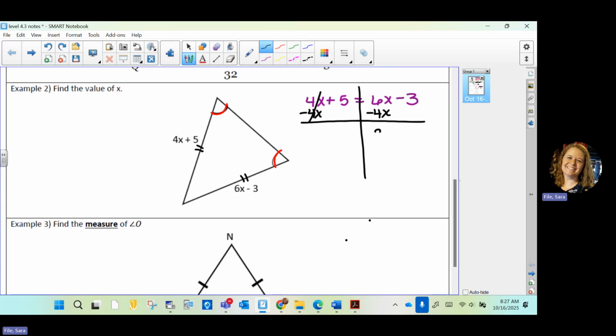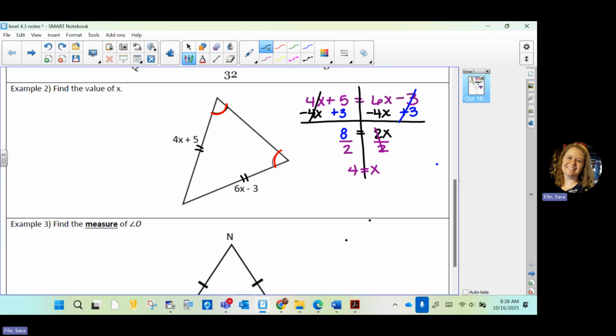So that leaves me with 2x. Okay, and then you can do this in a separate step, or you can do this on the same line. It doesn't matter. Now I need to move my constants. So the 3 gets moved to the other side. So that leaves me with 8 for the constant. And then to get rid of the 2, I would divide. So I would end up with x equals 4.